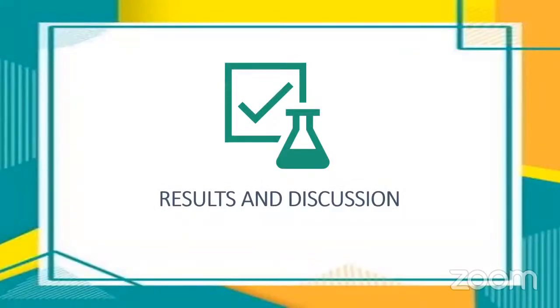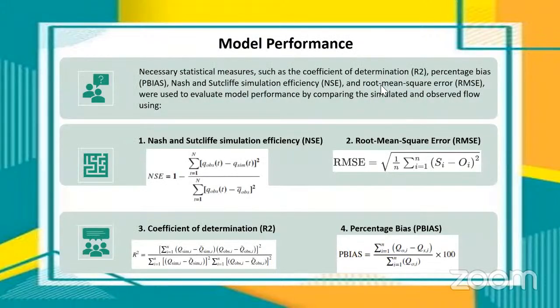If I come to the results and discussions, in order to compare the data we need to do some model performance rating, because we are comparing three datasets: one ground data and two satellite data. For model evaluation performance we have used the Nash-Sutcliffe efficiency, which has this formula. The others are root mean square error, coefficient of determination, and percentage of bias. Then, comparing these four, we compare the three datasets based on these performance measures.